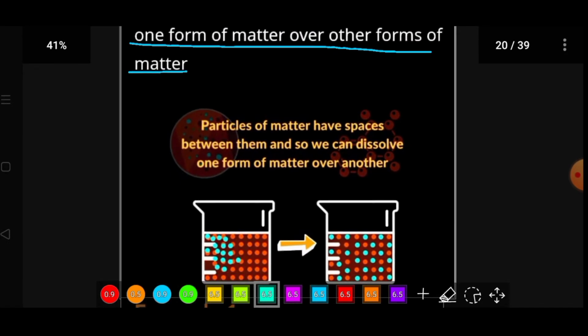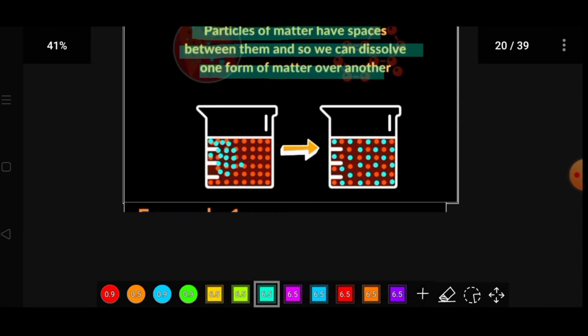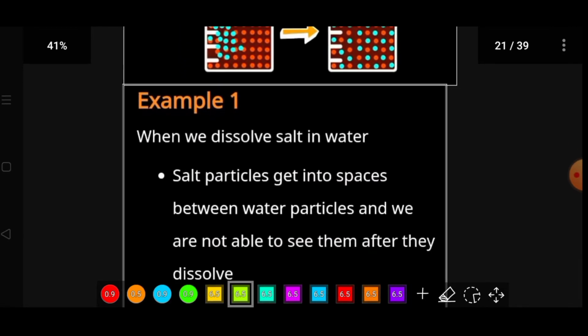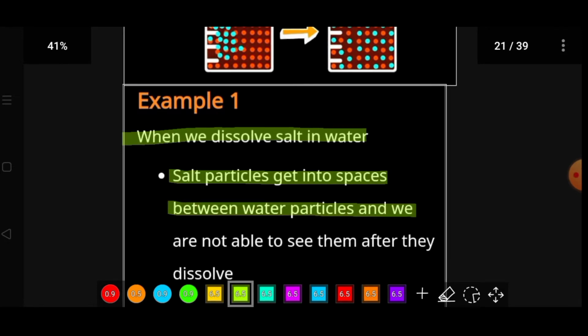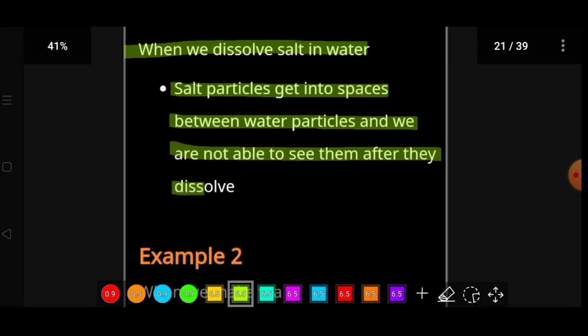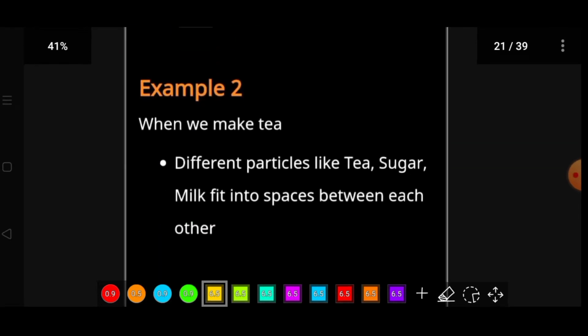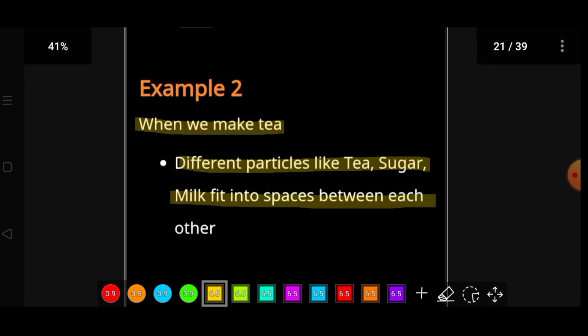Particles of matter have space between them, and so we can dissolve one form of matter over another. Example 1. When we dissolve salt in water, salt particles get into the space between water particles and we are not able to see them after they dissolve. Example 2. When we make tea, different particles like tea, sugar, and milk fit into the space between each other.